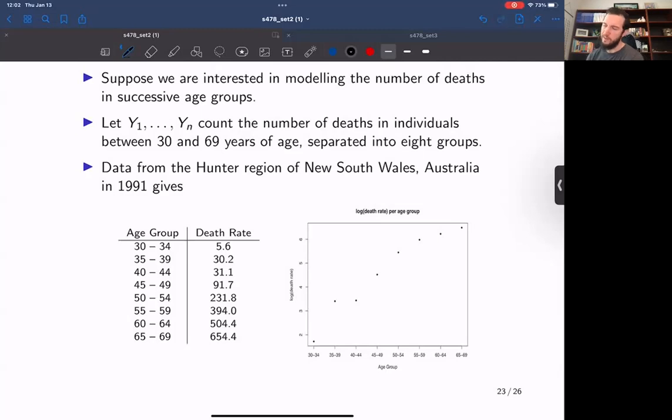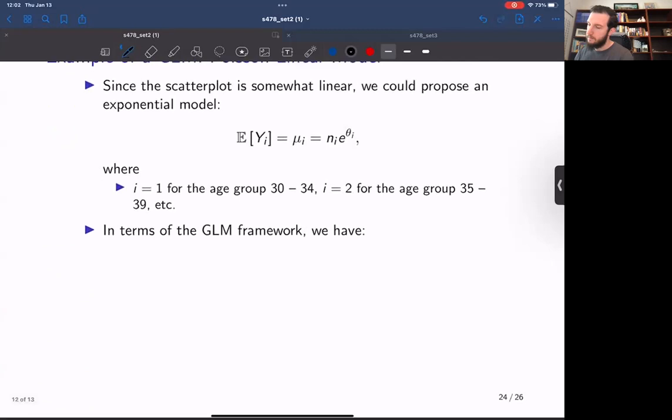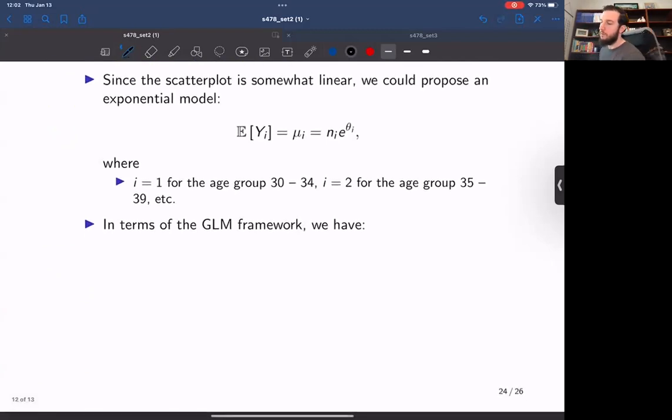So even though there is kind of a curvature here and it's probably a bit of a stretch, just for the purpose of setting up the model in this framework, we're going to assume that we can fit a straight line to this. Okay, so we're going to propose that we can model mu using the function n_i e to the theta_i, where i just represents the age group that you are within.